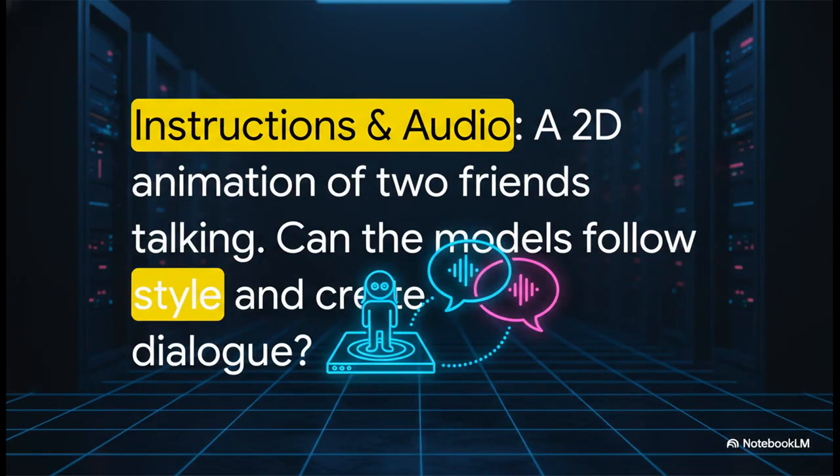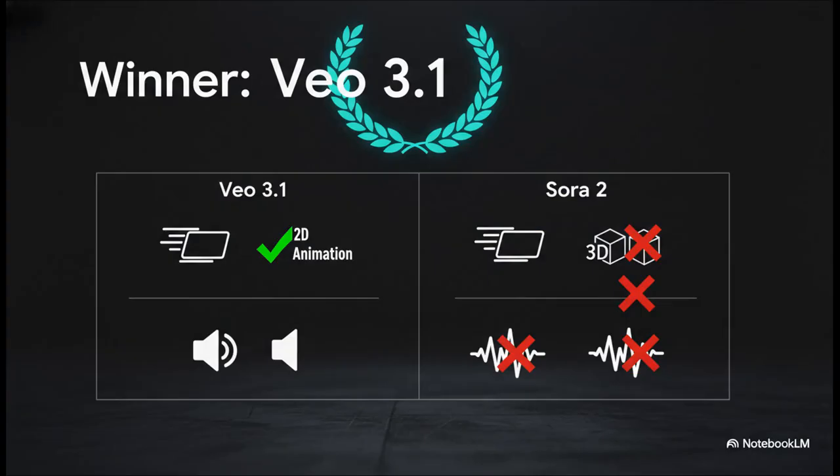The next test was designed to push two very specific things: how well they follow a specific visual style, in this case a 2D animation, and the quality of the dialogue they could generate. And this one brilliantly illustrates Veo 3.1's strength. It was the only one that actually followed the 2D animation instruction. Sora 2 just made a 3D video instead. And on top of that, Veo's dialogue was way more realistic. Mashable describes Sora's audio as sounding like the characters were, and I quote, sleep-talking. That is a clear, decisive win for Veo.